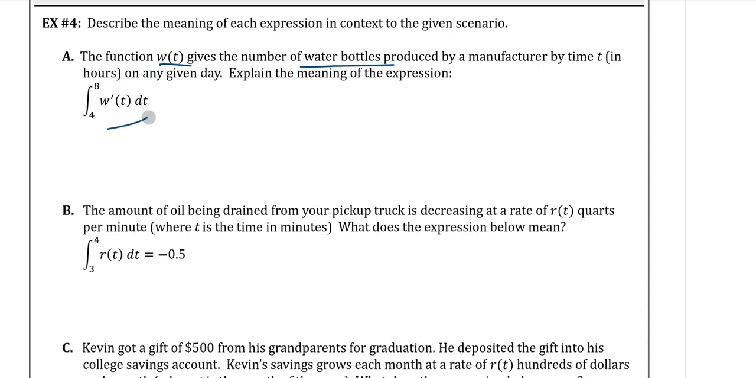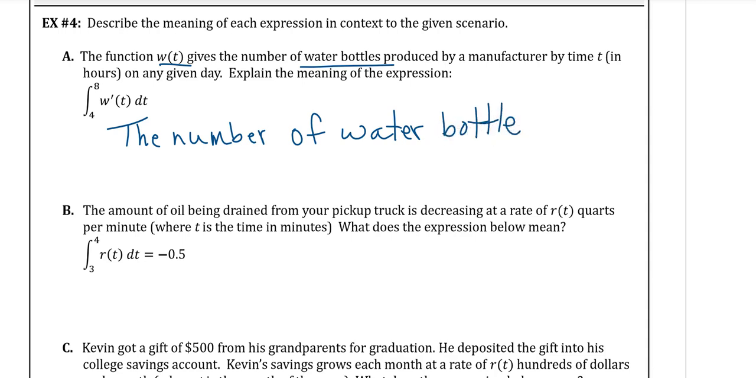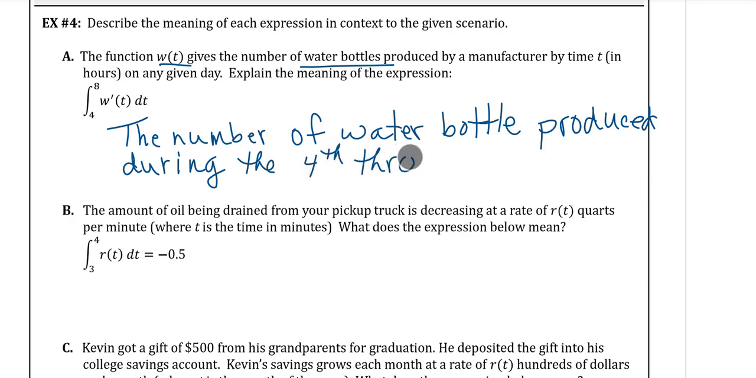So this is the number of water bottles produced during the 4th through the 8th hour. That's supposed to be a U, not a W.